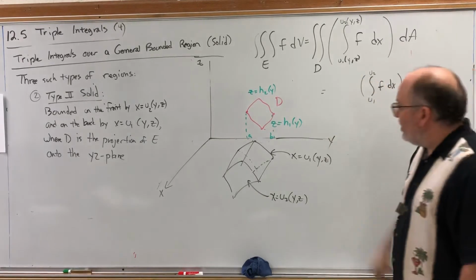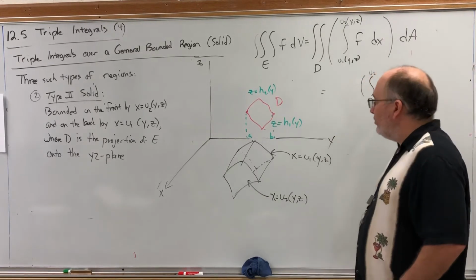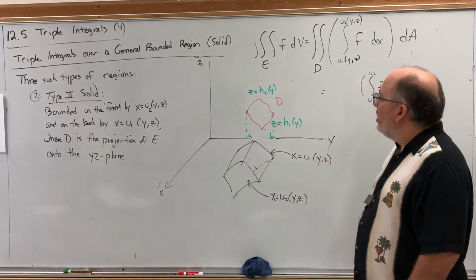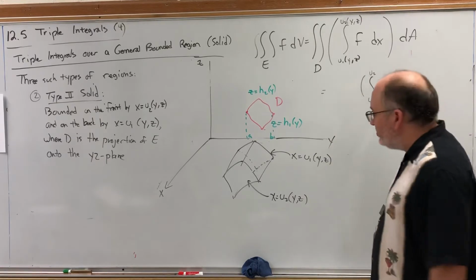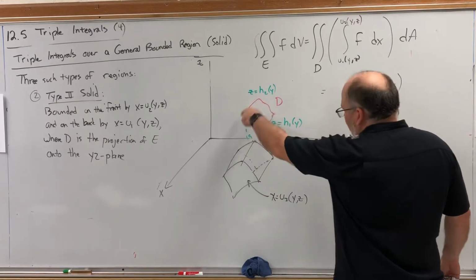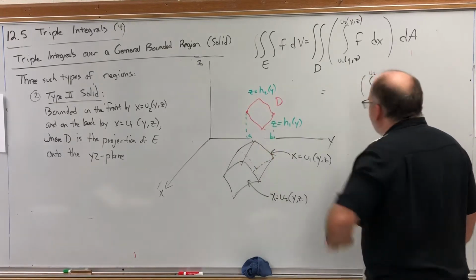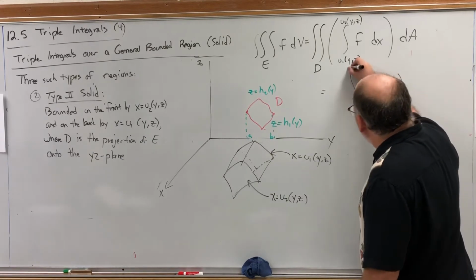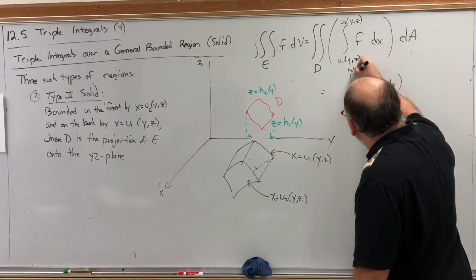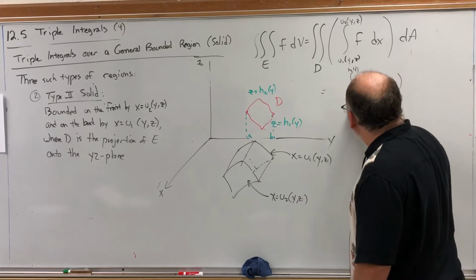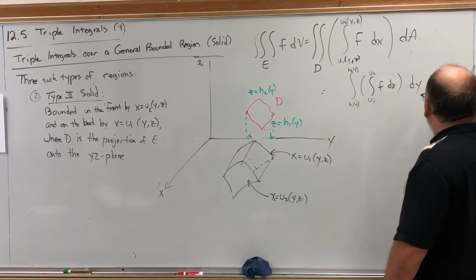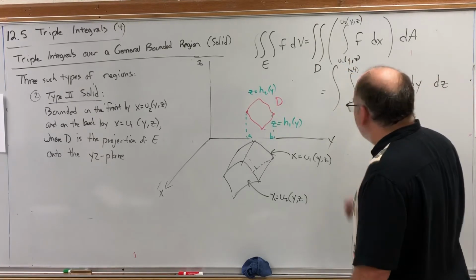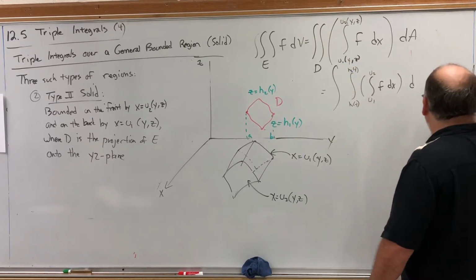To evaluate this double integral, we would have to evaluate it with respect to z first, and then with respect to y last. You always go from highest to lowest dimensions. So the top of this is defined by h2 of y, and the bottom is defined by h1 of y. So we would do the dz integral next. And then we would do the dy integral last.